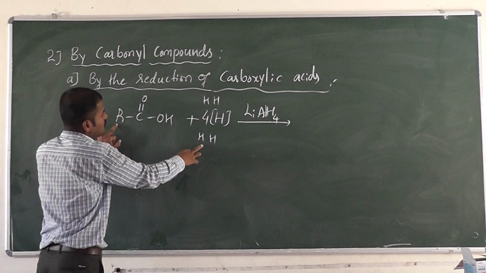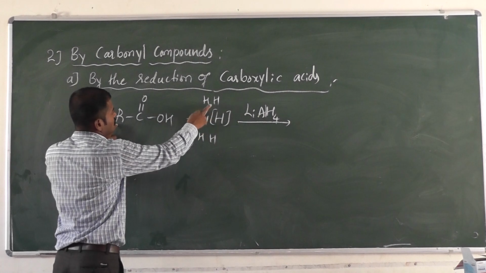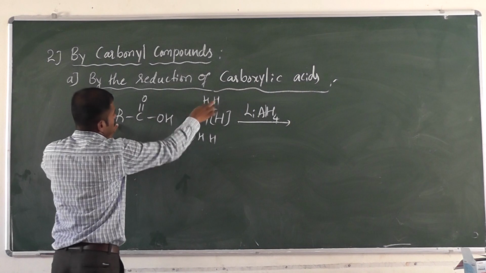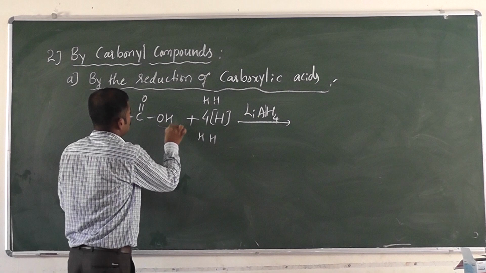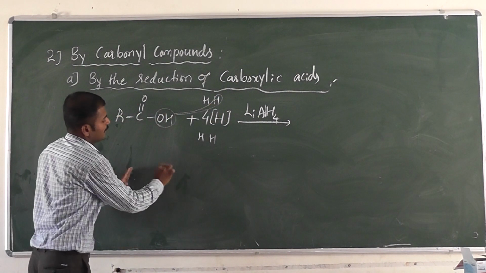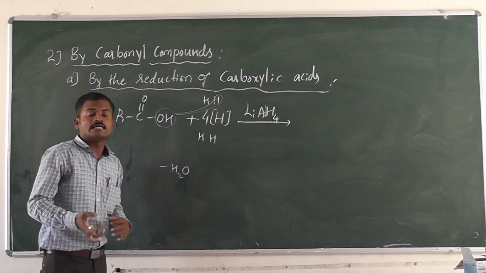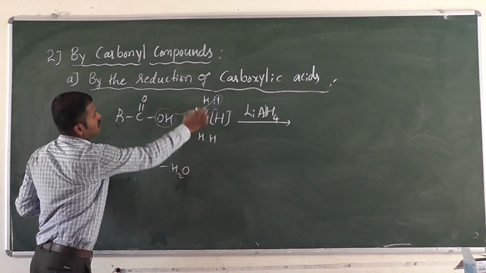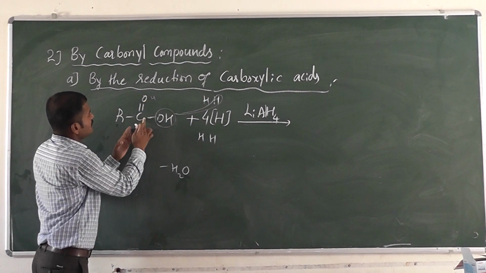So out of these 4 hydrogens, 2 hydrogens are attached here. The remaining 2 hydrogens: one hydrogen is here and one hydrogen is with OH, and it forms H2O. OH is there along with one more hydrogen, so it is H2O. So minus H2O. You have to remove water because lithium aluminium hydride acts as a dehydrating agent. It removes the water. So when we remove water, there are 3 hydrogens. One hydrogen attaches here, the remaining 2 hydrogens attach here.